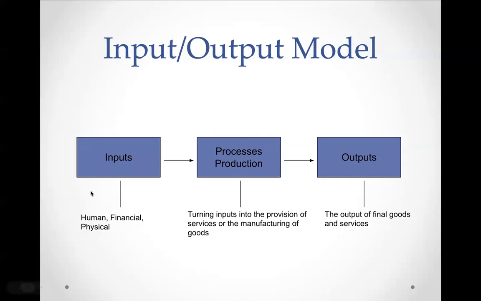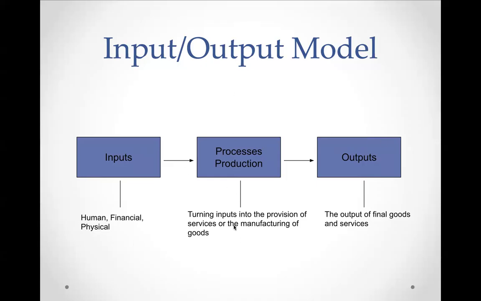So for instance, at the school here, human resources are teachers, financial, money that we get typically from taxpayers since we're a public sector business. And then physical, you can look around the building and see desks and computers and whiteboards and TVs. Those are all part of the inputs of the service output of education. So the output then becomes our final good or service.